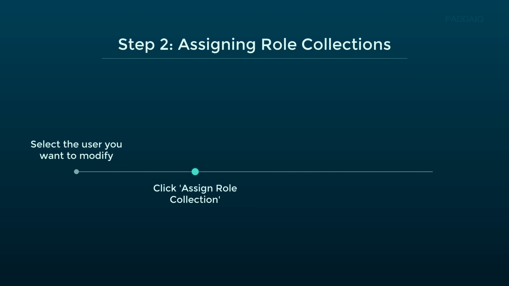Click Assign Role Collection. This action links a set of predefined permissions to a specific user or group. For example, to grant a developer access to build applications, you would assign them the developer role collection. This single step effectively grants all the necessary authorizations for their tasks.